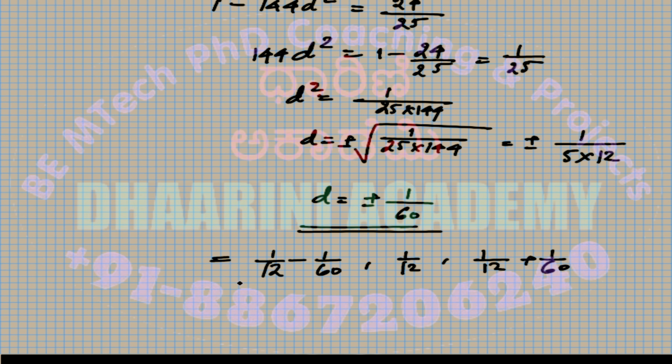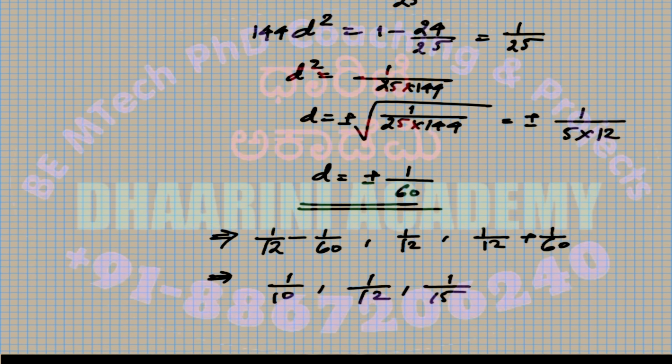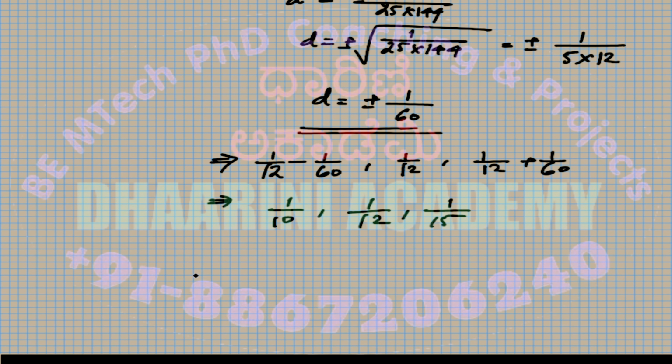Right? So this implies the terms are, when I subtract, 1 by 10, 1 by 12, and 1 by 15. So these are the A minus D. So this implies the HP is 10, 12, 15.